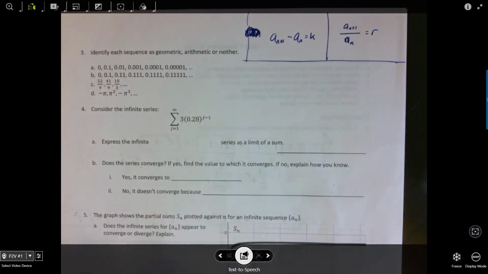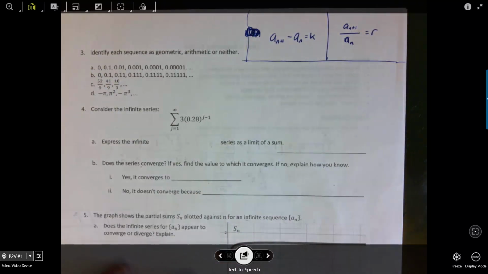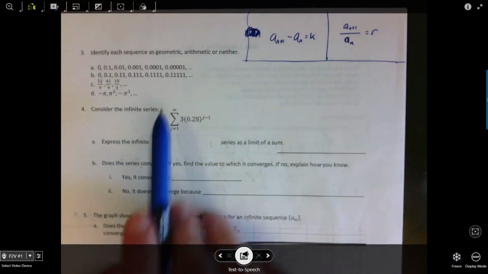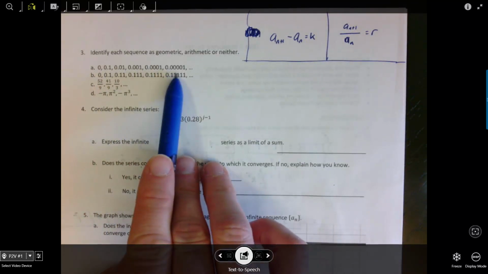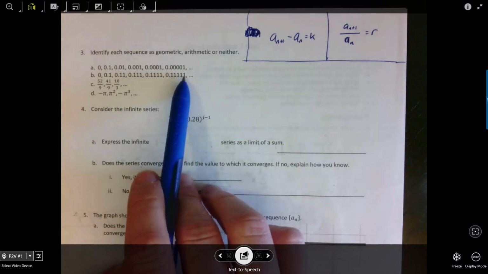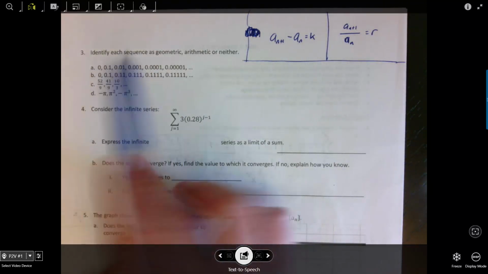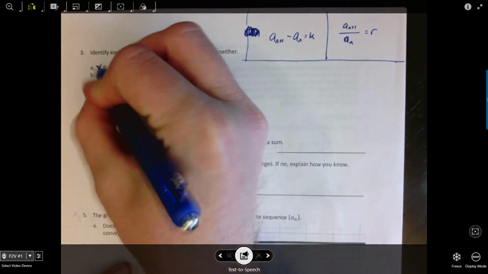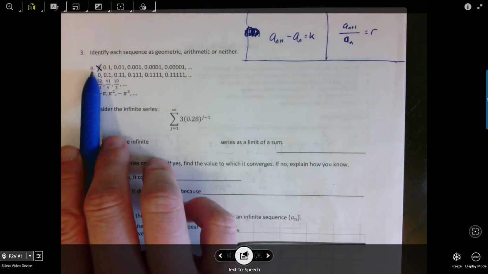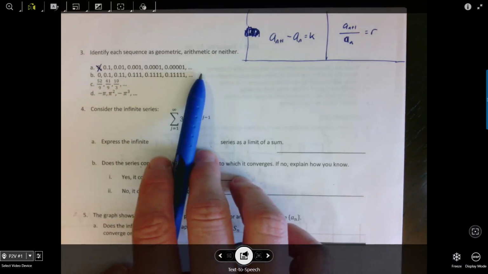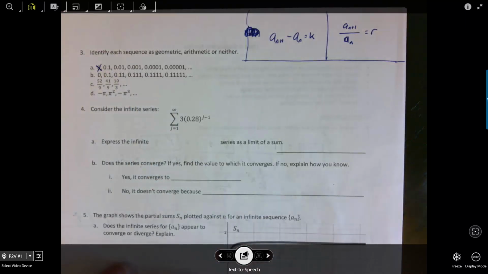So for this first one, I don't know if it's clear to you or not. Each term is the previous term divided by 10, which is the same thing as multiplying by 1/10. So that would be geometric, except that I'm noticing this 0 actually doesn't fit. And this was probably a typo on my part, but that would be a great trick question on a test. The sequence as given would be neither. The sequence, if you removed that initial term, would be geometric.